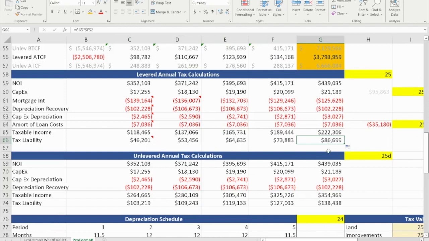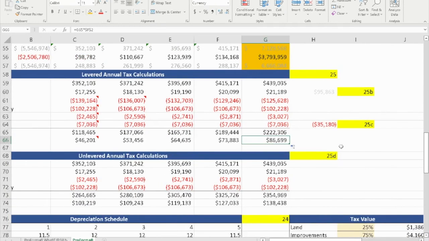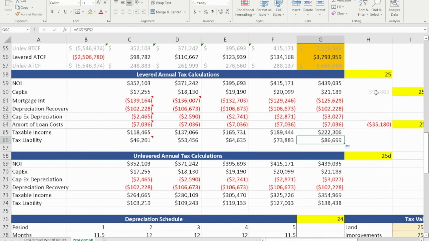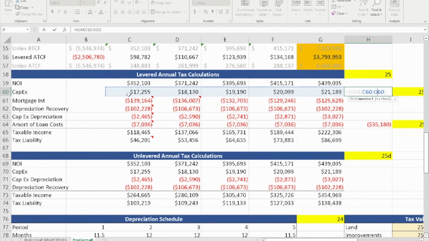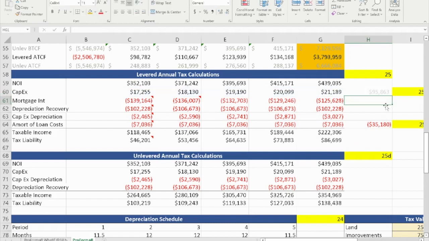$86,699. One of the steps that I've mentioned that you should do also, just for later on, is to calculate the total amount for your capex by just summing. You sum the row of capex from year 1 through 5, and you should have a total capex for the 5 years of 95,000. And then you also will do the same thing here for the amortized loan costs. Again, although the term was 7 years, we held the property for 5 years.